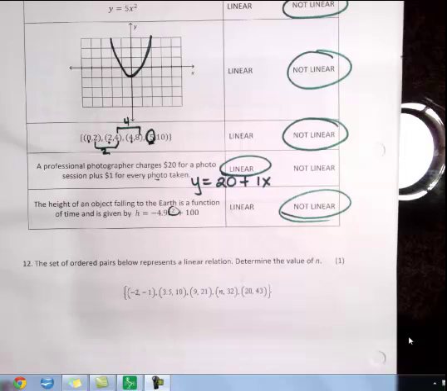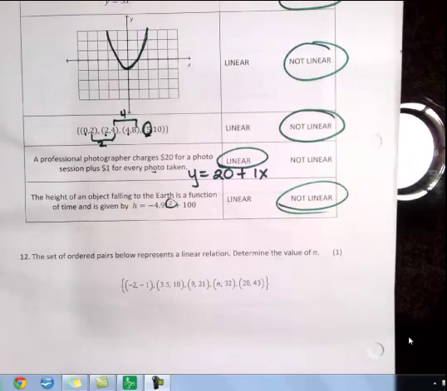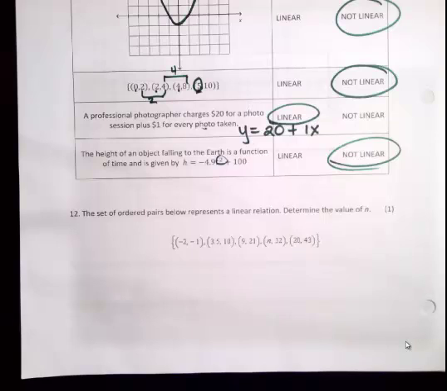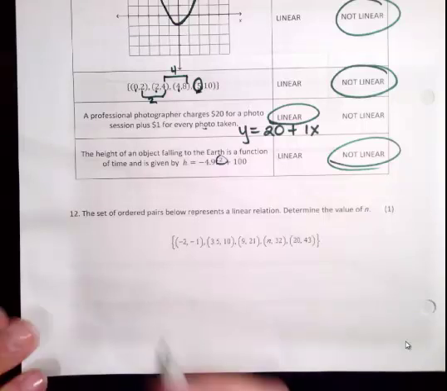Now, this question here says the set of ordered pairs represents a linear relation. Determine the value of n. Okay, so how are we going to do this question? Why don't we figure out how it goes up, and then we can determine some more information. For this question, your best bet is to make a little t-chart perhaps.